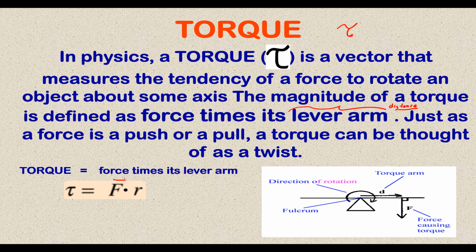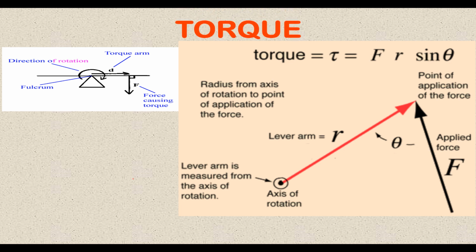Now, it is a vector. And these are vectors, and it actually isn't a dot product, it's a cross product. It has a little X there. Okay, we'll talk about that another day. So, torque, tau, is equal to force times distance times the sine of the angle between these two vectors.